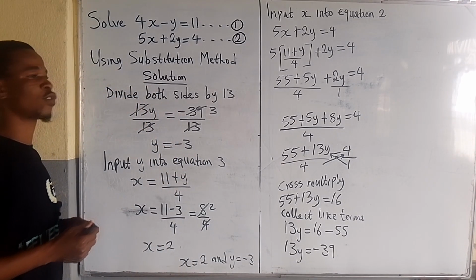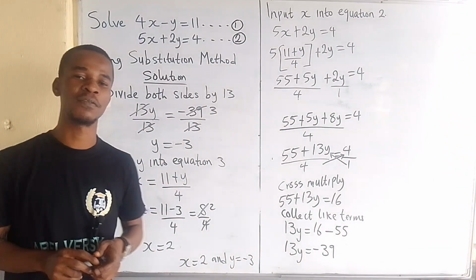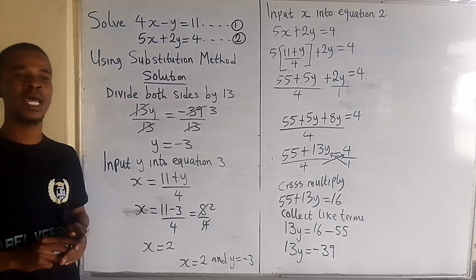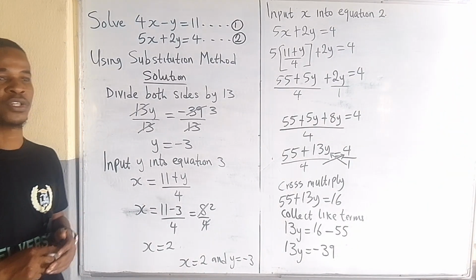So this is how we use substitution method to solve for the value of unknowns x and y in simultaneous linear equations.